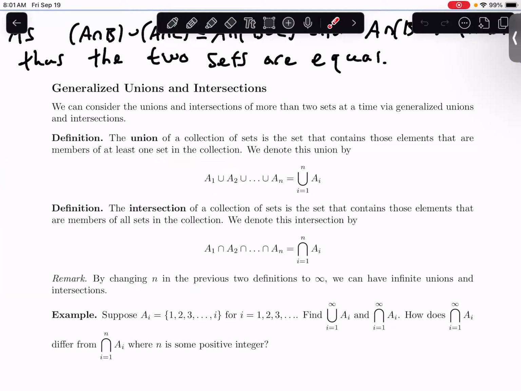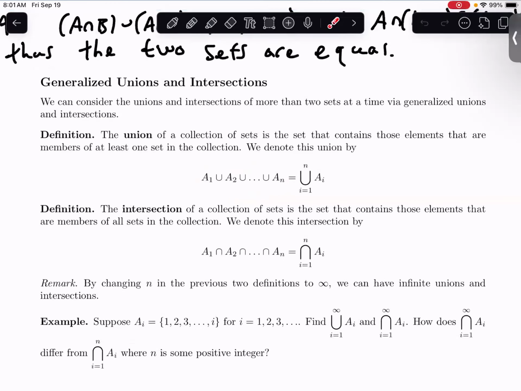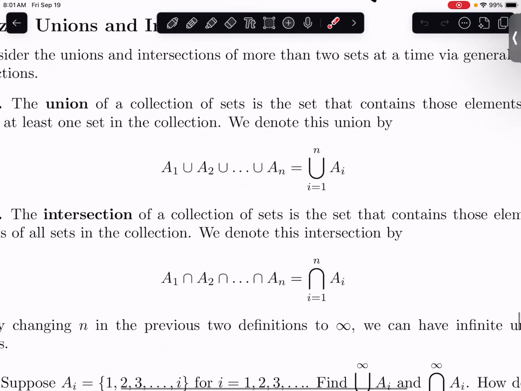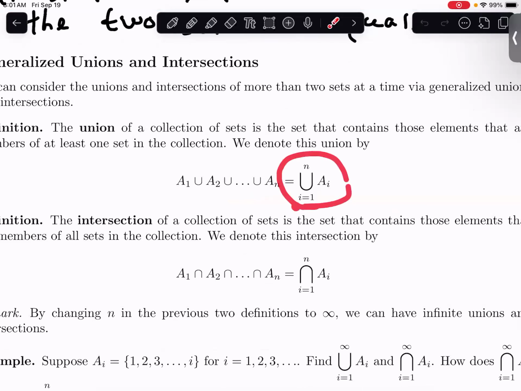So we denote this union as the following. If we have n sets A1 up until AN, you can take the union of all n sets and it will look something like this. This is really just the collection of elements that are in A1 or A2 all the way up to AN. If it's in one of these sets, it's going to be in the union.